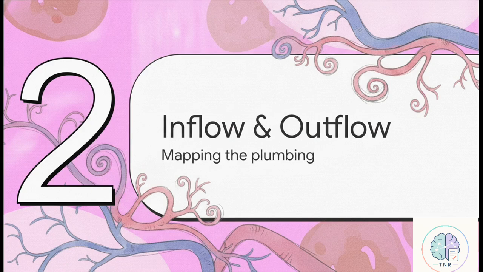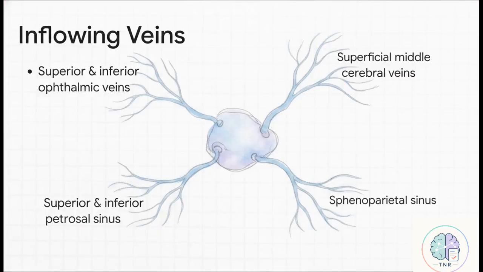Moving on to Section 2, inflow and outflow pathways. Think of this like the ultimate plumbing system. The inflow into this plexus is driven by 4 main pathways. From the front, blood pours in via the superior and inferior ophthalmic veins. It also gets drainage from the brain surface through the superficial middle cerebral veins. On top of that, the sphenoparietal sinus and both the superior and inferior petrosal sinuses funnel blood straight into this central skull base hub. It's a lot of traffic.